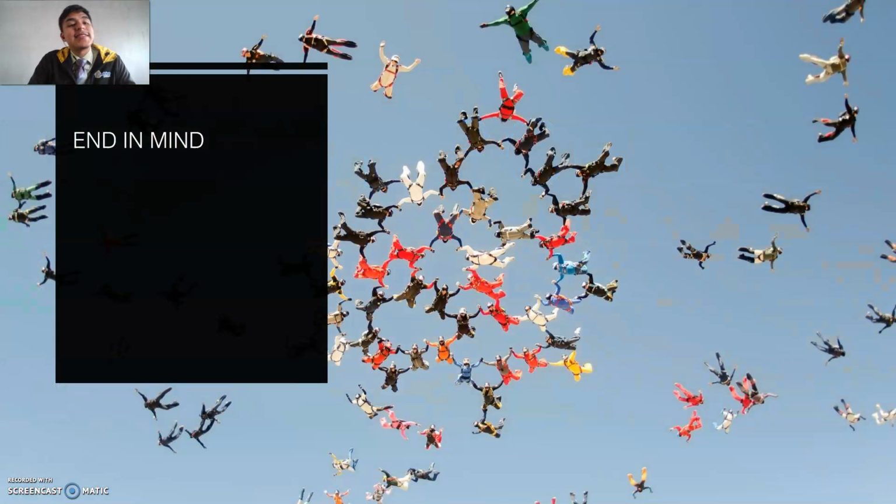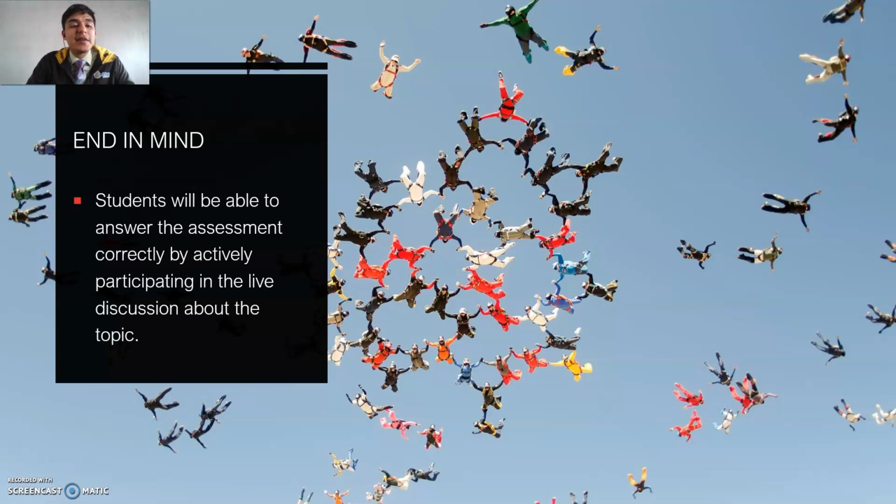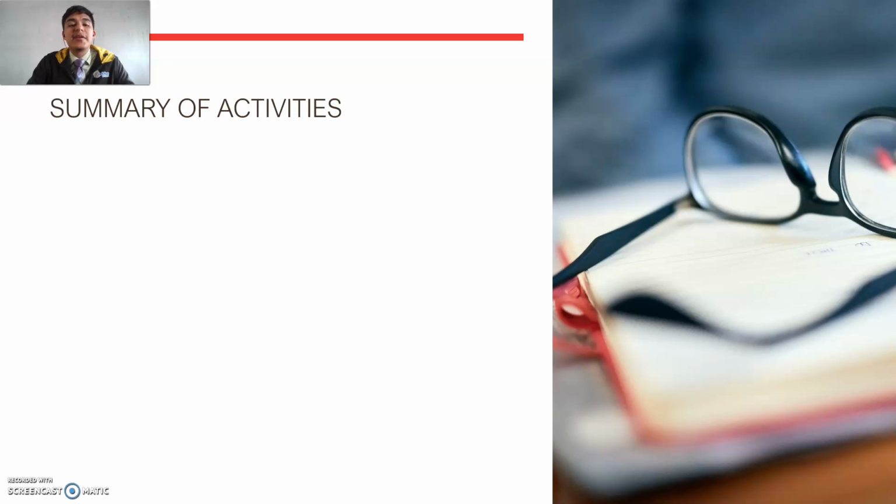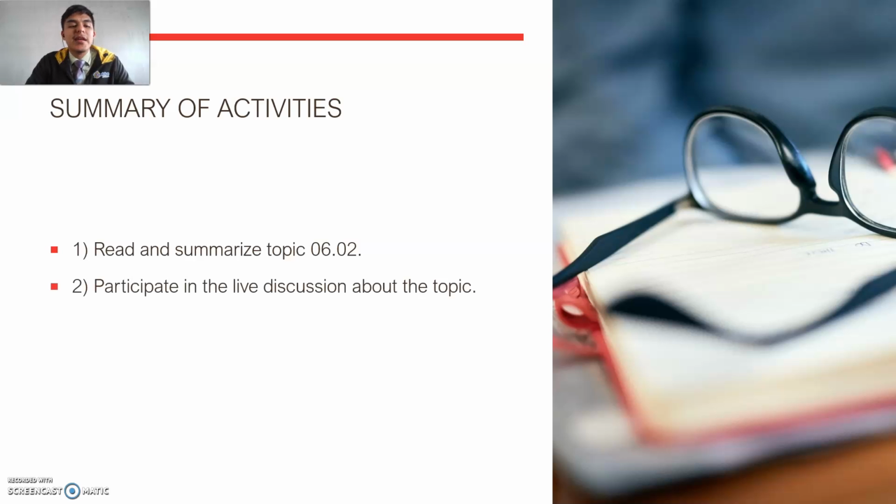Let's start with our presentation and let's go over our end in mind. Students will be able to answer the assessment correctly by actively participating in the live discussion about that topic. Here you have a small summary of the activities that you need to complete. Number 1, read and summarize topic 6.02. Number 2, participate in the live discussion about the topic. And number 3, take the assessment for topic 6.02.